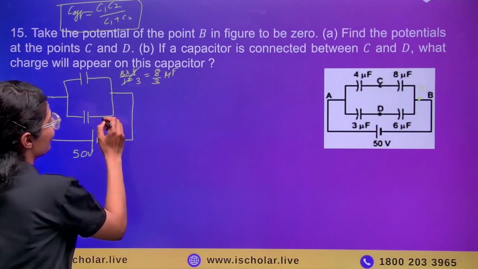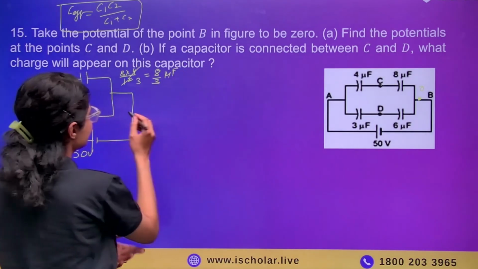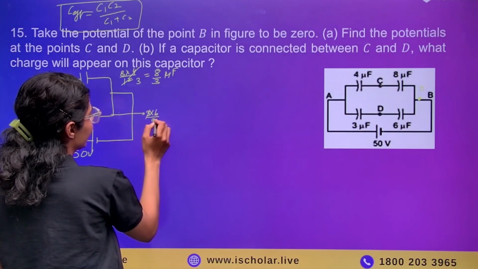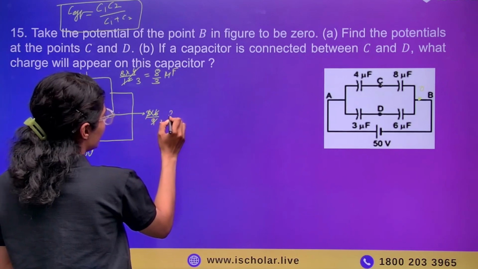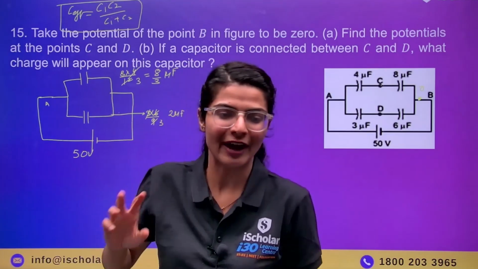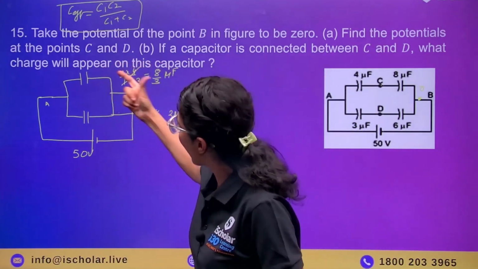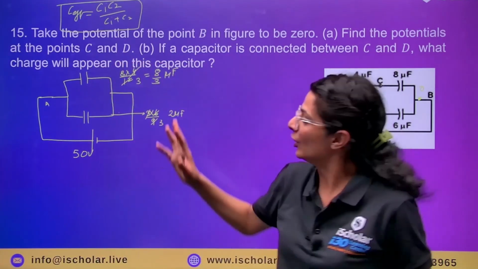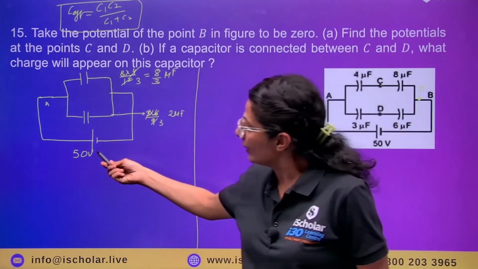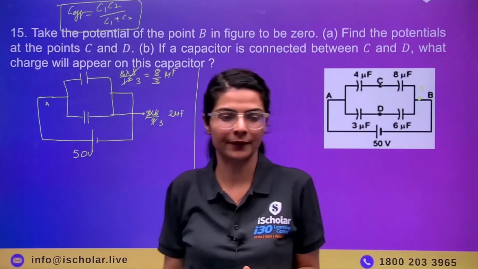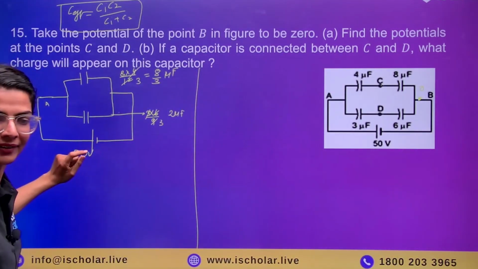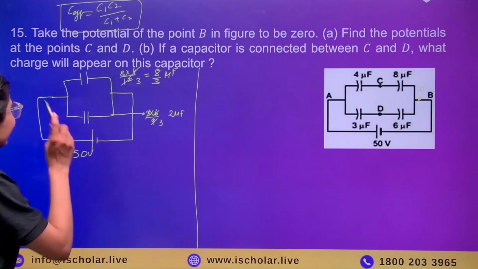What about these? So again you will have 3 and 6. So I'm writing the capacitance would be 3 into 6 divided by 9, which will be 2 microfarad. So now one thing is clear, we have 2 branches. The upper one has a capacitance 8 by 3, the lower one has a capacitance 2. The voltage which is connected over here is 50 volt.